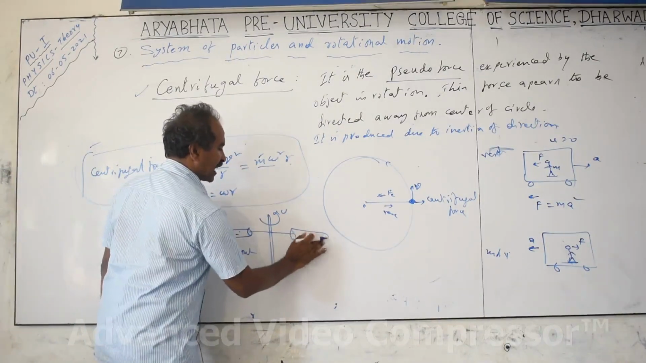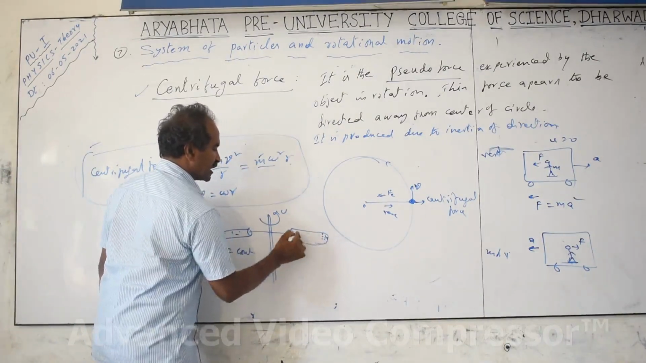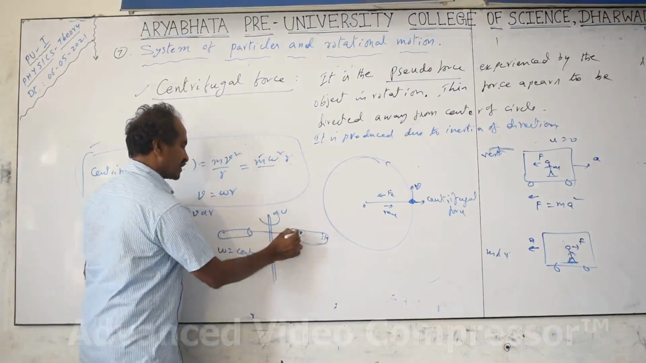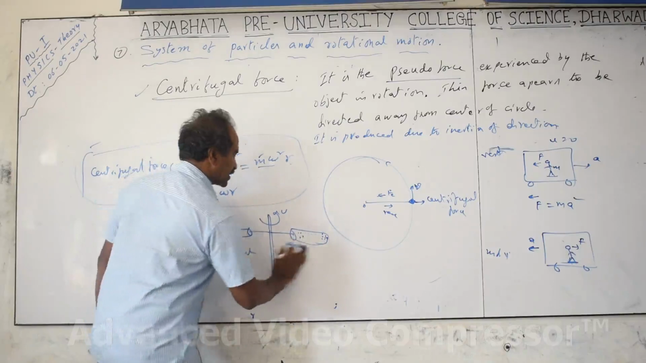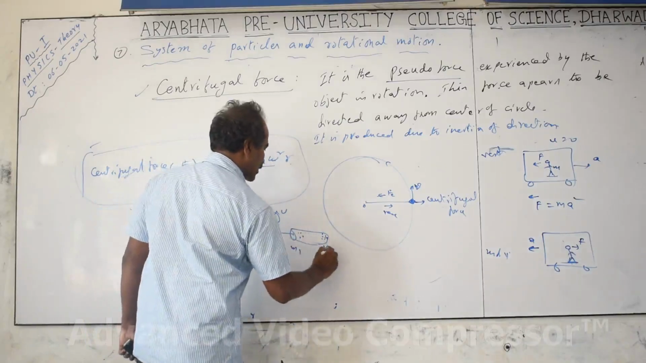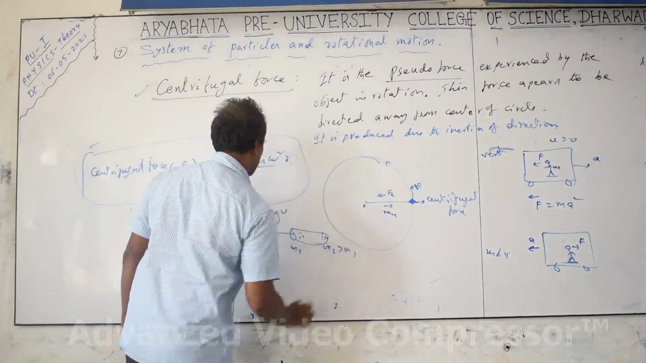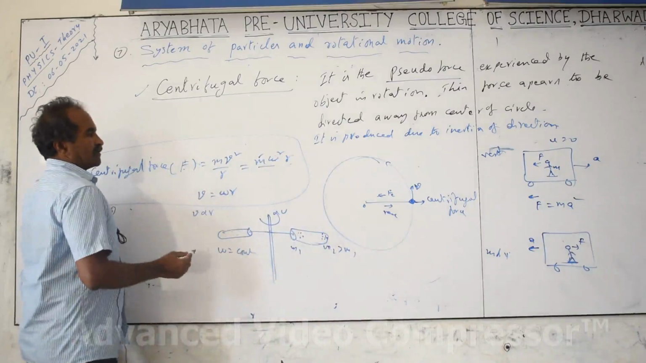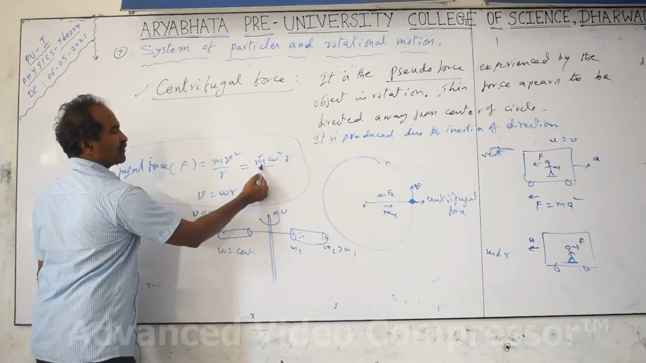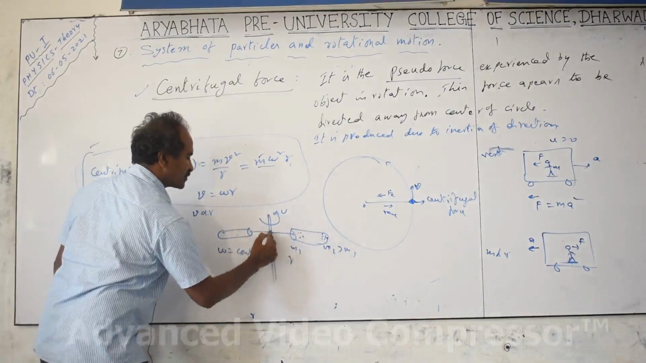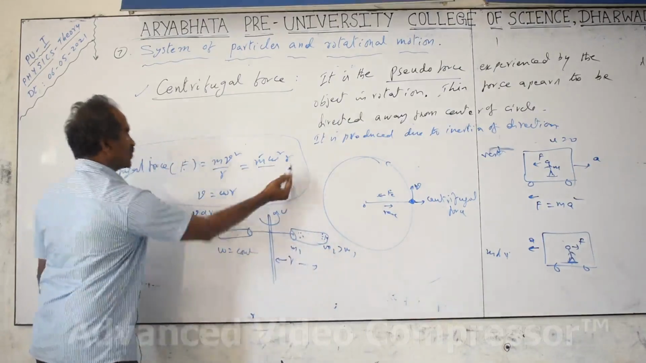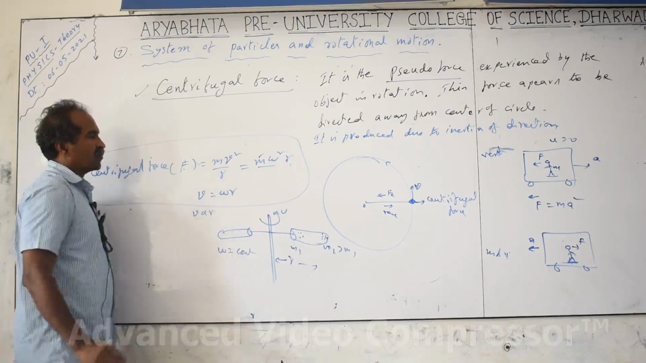The result is that high dense particles are pushed here, and light particles are collected here, near the axis of rotation. Say we take M1 particles here, and this is M2, where M2 is greater than M1. If omega is constant and you take more radius, a particle far away from the axis of rotation, this distance from the axis of rotation is taken as the radius. More radius, more will be the centripetal force.